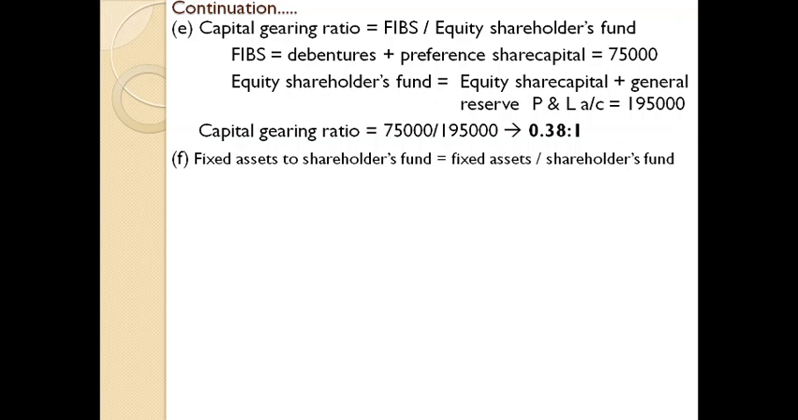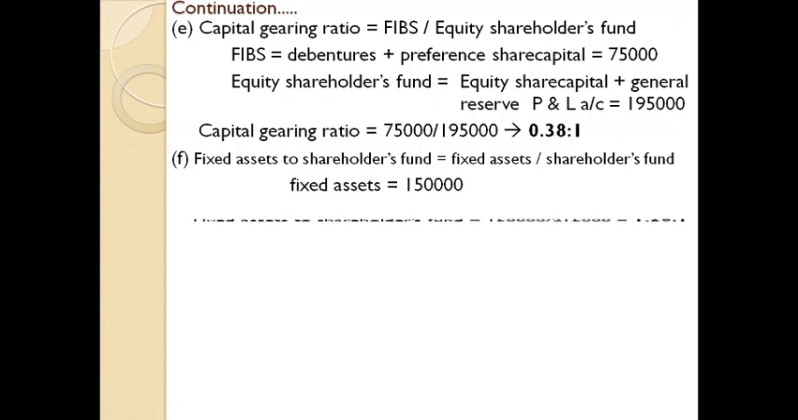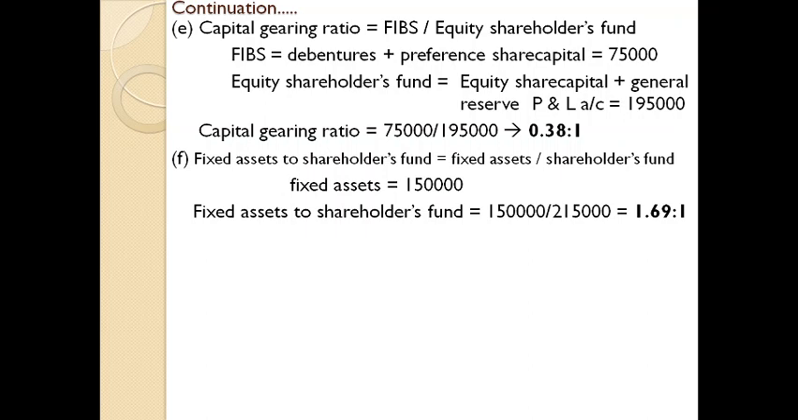Next one, fixed assets to shareholders fund. The equation is fixed assets divided by shareholders fund, where fixed assets is directly given in the question, that is 1,50,000. Shareholders fund is 2,15,000. Remember, equity shareholders fund and this shareholders fund are different. This is the overall term given to the shareholders fund. Equity shareholders fund includes only equity share capital, reserves and surplus, and P&L account. So the equation is 1,50,000 divided by 2,15,000. You will get 0.69, not 1.69. It's a mistake. 0.69:1.